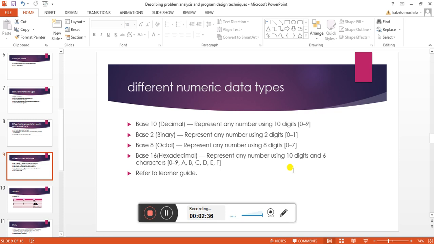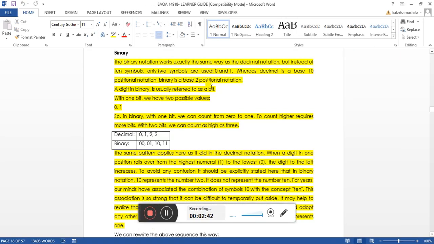Now going to our learner guide, to go into depth on what binary is. Binary notation works exactly the same way as decimal notation, but instead of 10 symbols, only 2 symbols are used, which are zeros and 1. Whereas decimal is a base 10 positional notation, binary is a base 2 positional notation. A digit in binary is usually referred to as a bit. With 1 bit, we have 2 possible values, 0 and 1.